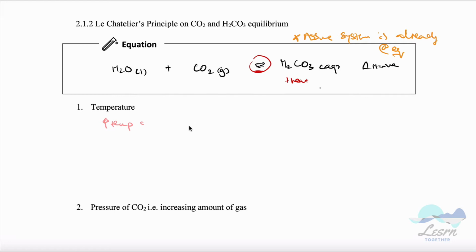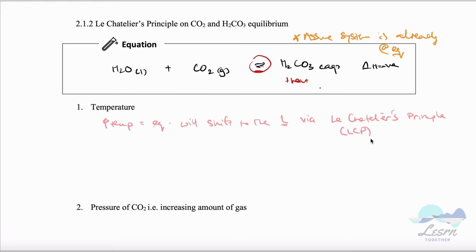So we increase the temperature of the system. It doesn't like it, so the product side, the carbonic acid, is going to absorb some of that heat and move in the reverse direction, the reverse reaction. So what we say is if you increase the temperature, the equilibrium will shift to the left via Le Chatelier's principle. I'm going to write Le Chatelier's principle from now on as LCP.